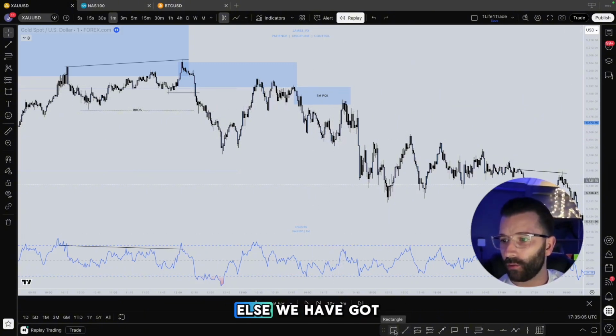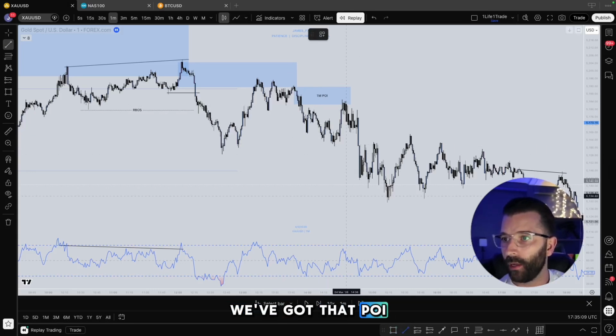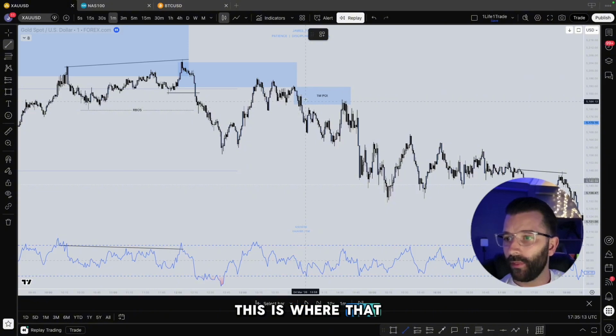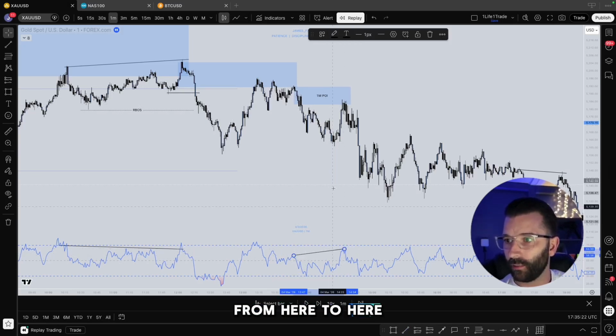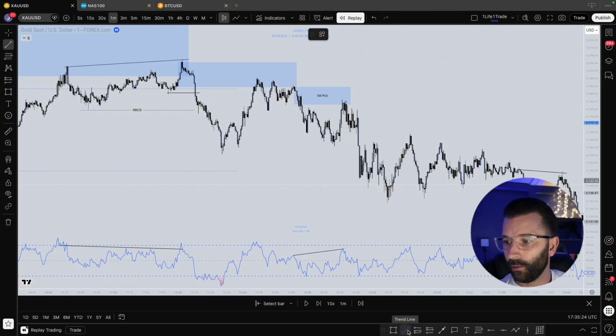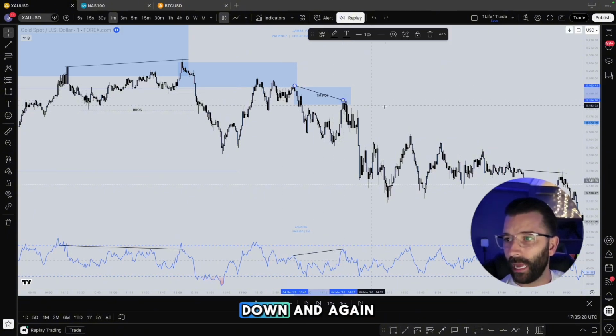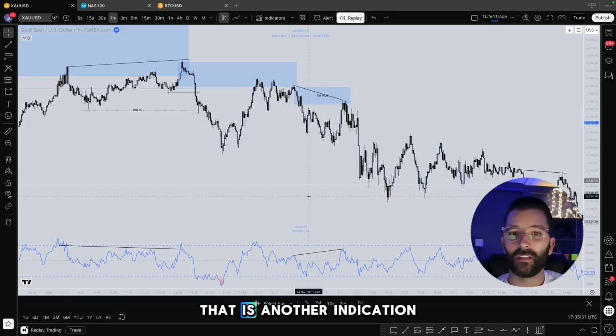But then look what else we have got. We've got that POI, and if you look here, that there is our POI. That's our, say, decisional area. But if you look from here to here, it's up. If you look from here to here, it's down. And again, that is another indication that it is probably going to continue down.